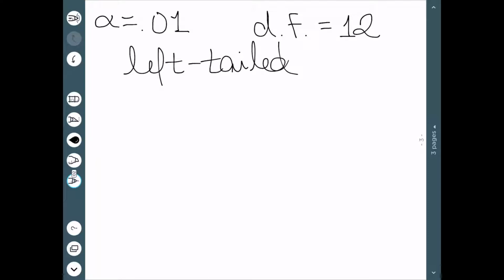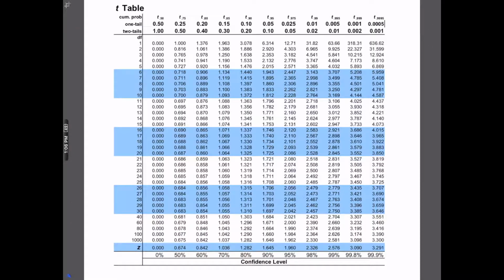Now let's suppose we have alpha equal to 0.01, 12 degrees of freedom, and a left-tailed test. I'm going to go ahead and draw the picture. We have the left side shaded. So we need to go back to our t-table. We're still in the one-tailed test, so we'll look down the one-tail row. This time we have alpha equal to 0.01 and 12 degrees of freedom. So we go down to 12 to get 2.681.